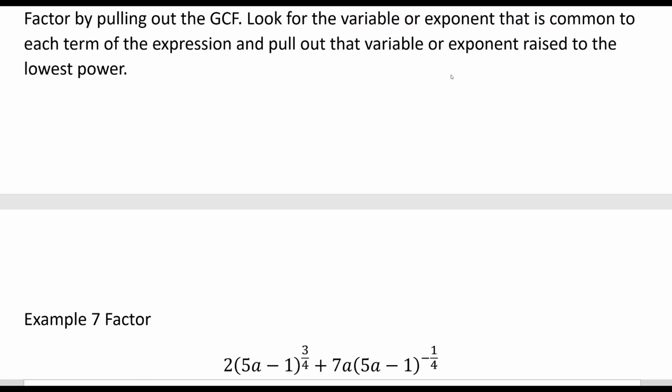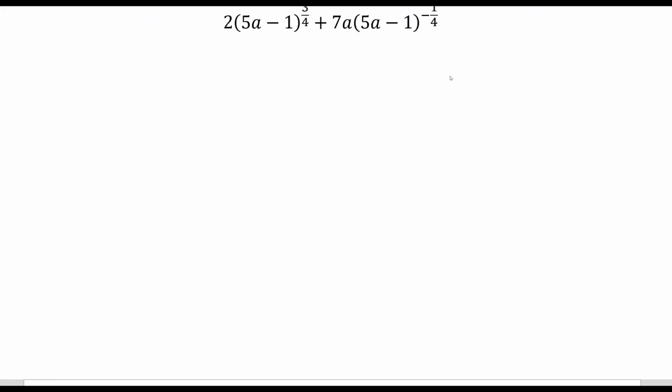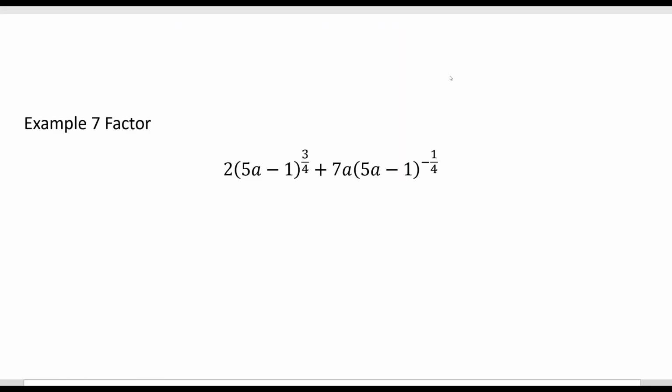So we're going to factor. Oh, this is the last problem. Okay. So 2 times (5a minus 1) to the 3/4 plus 7a times (5a minus 1) to the negative 1/4. So this is clearly the repeated factor. And we look at the lowest power.